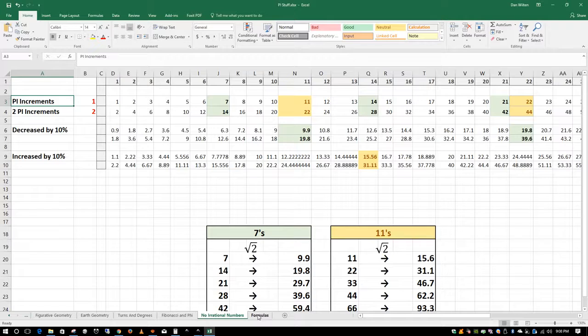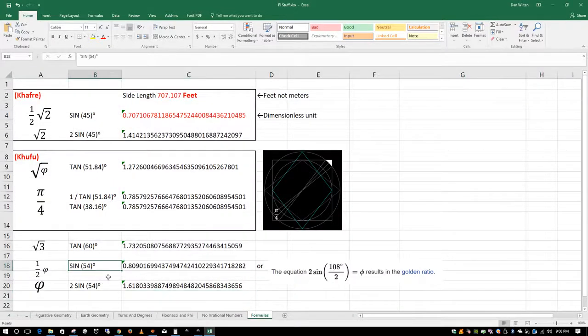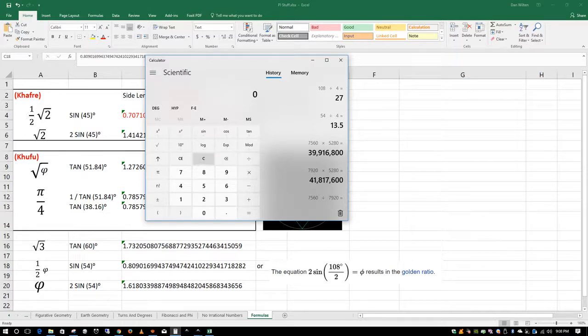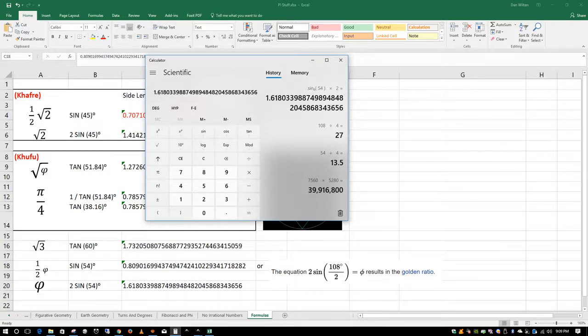But I find it really interesting, this thing right here, because if you take the sine of 54, it represents our pi increments. It's half of the golden ratio. So if we take, for example, 54, and we take the sine of that, we get 0.809. So we multiply that times 2, which would be 108 divided by 2. We get the golden ratio, and that is actually the value for the golden ratio. It's not any kind of a modification of it or anything. If you take a look at the actual value of the golden ratio, these numbers match.